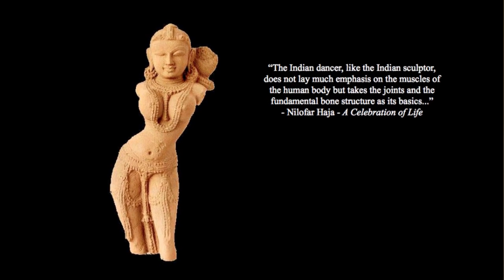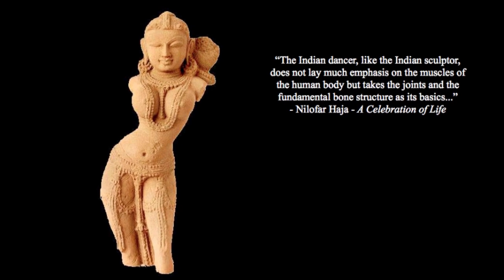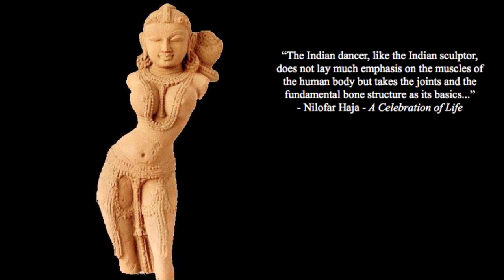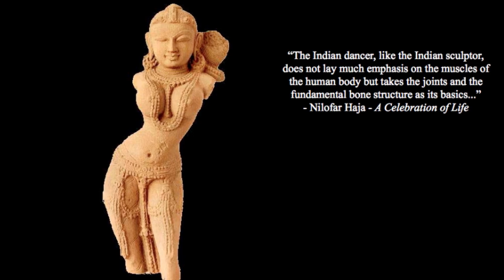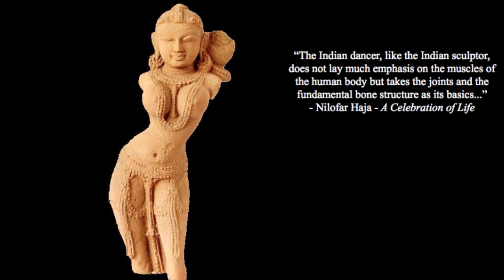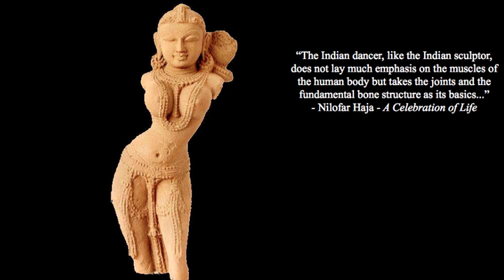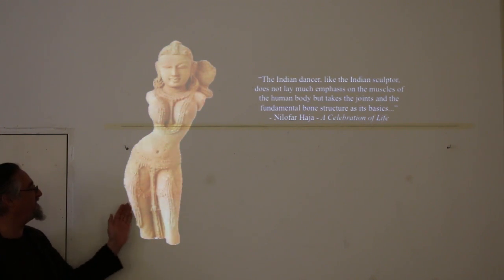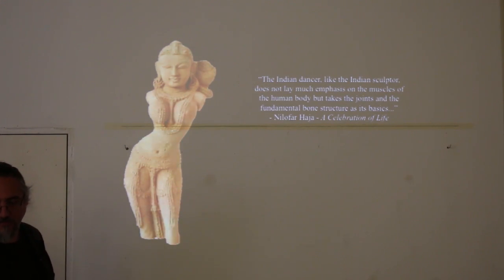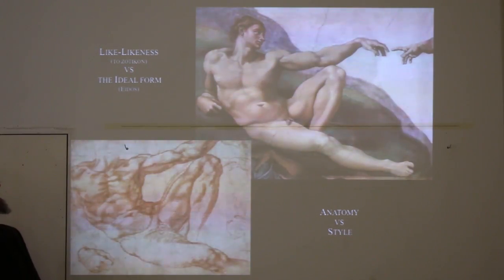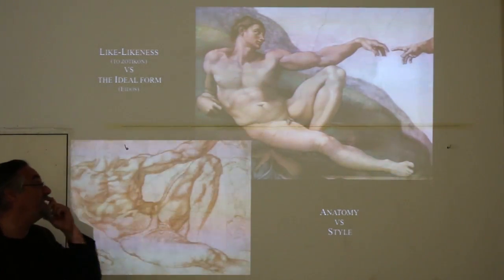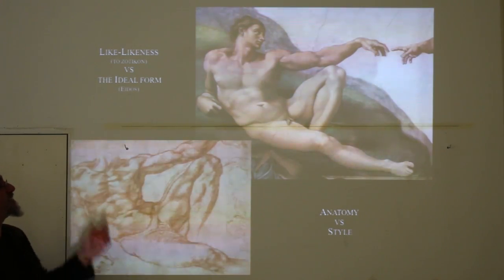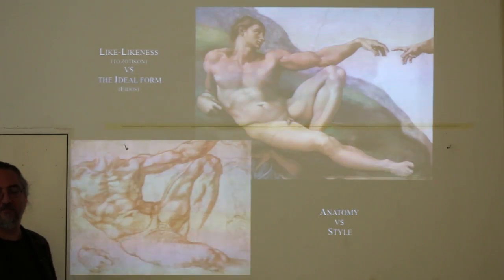The Indian dancer, like the Indian sculptor, does not lay much emphasis on the muscles of the human body, but takes the joints and fundamental bone structure as its basics. That might not seem obvious here with this beautifully rounded figure, but the point being that anatomy, in the sense of specific muscles and the divisions of which muscle is tensed and which muscle is relaxed, doesn't matter in Hindu art. As we saw with, say, Michelangelo, it matters a great deal. It matters so much that he had to limit that tendency, and moving from his drawings to his frescoes, he eliminated a lot of the well-defined muscles in order to simplify the expressive line of the figure.